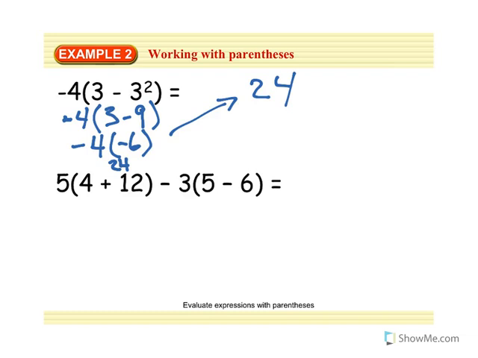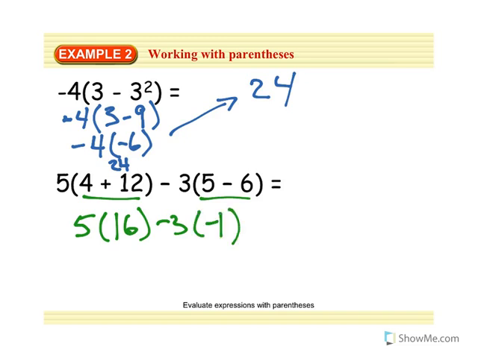So we need to do what's in the parentheses. Okay, well, that's easy over here, right? That's going to give us 16, so 5 times 16. And we can do this also, which is going to be -1. Now, we talked about this a little bit with the last lesson, right? What am I really doing? I'm really doing 5 times 16 and -3 times -1.